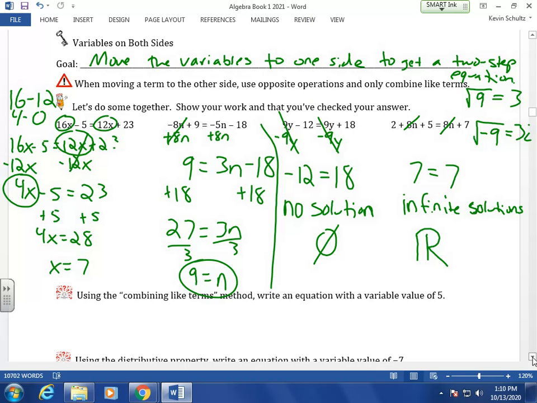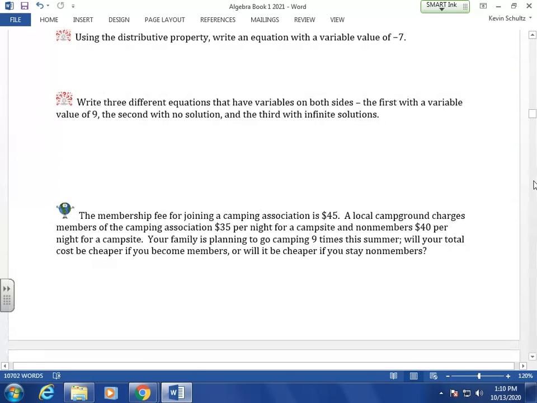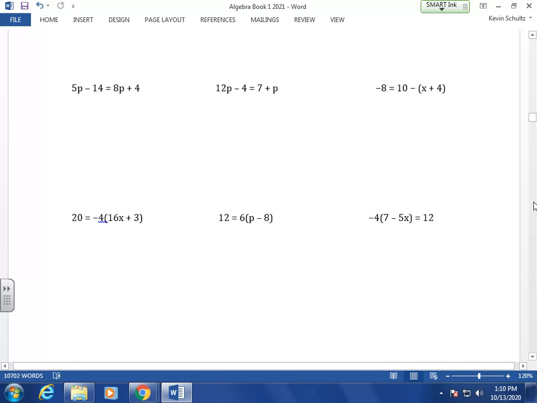So let's go back to the page where you had your homework. And we had second row here, this first one, 5p minus 14 equals 8p plus 4. We're going to go over a couple together, and we'll see how far we get. The other class had no equation left unsolved as their homework, so they had to do everything. I don't know if we'll get that far, so we'll just kind of see. But anyway, 5p minus 14 equals 8p plus 4.